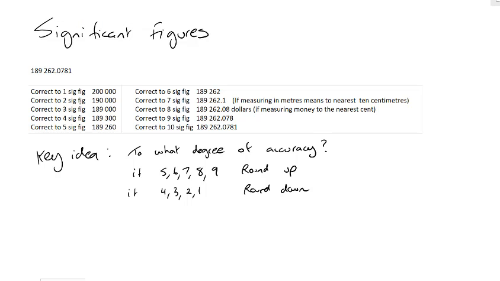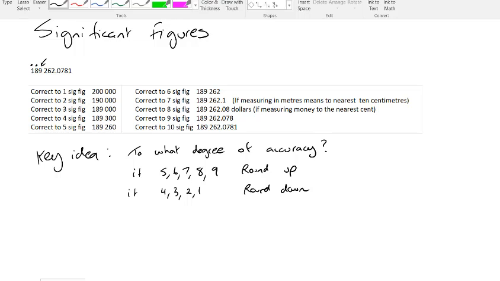If we're doing it to two significant figures, I can measure the 100,000s, I can measure the 10,000s, so they're the first two significant figures, and then I have this 9,000. Will that round up or down? Is 9,000 closest to another 10,000, or is it closer to 0 10,000s? It's closer to another 10,000, so it rounds up. So we get 190,000 to two significant figures.